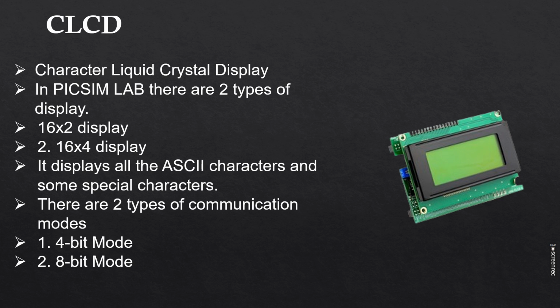So basically, there are two types of communication modes present in CLCD: 4-bit mode and 8-bit mode. 4-bit mode means we can transfer the data 4 bits at a time to the CLCD. 8-bit mode means we can transfer the 8 bits simultaneously to the CLCD. So this is the difference between 4-bit mode and 8-bit mode.